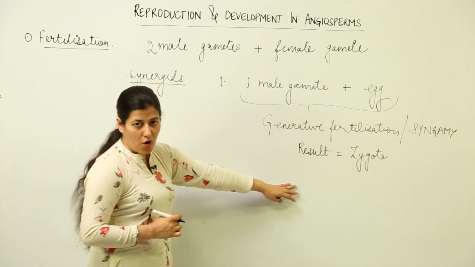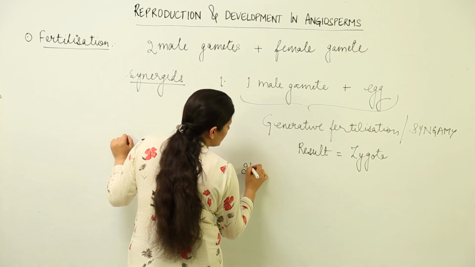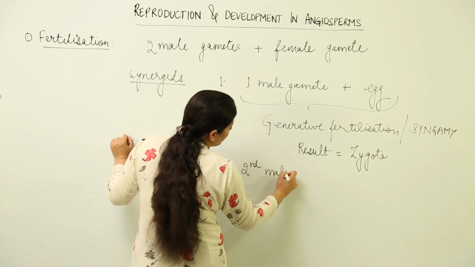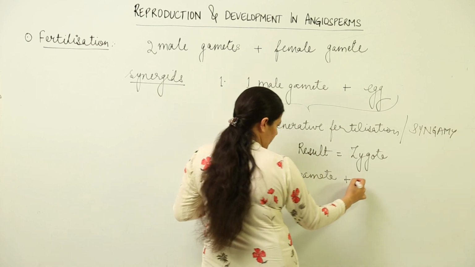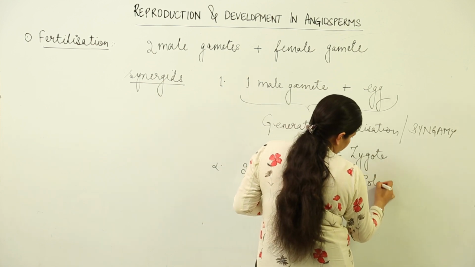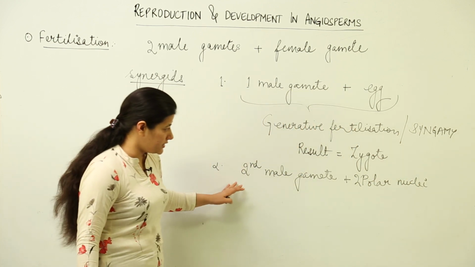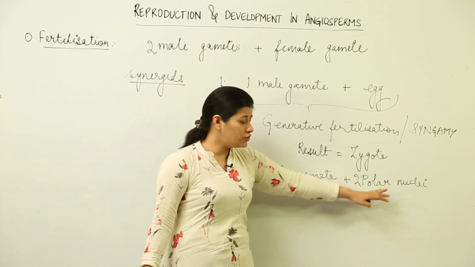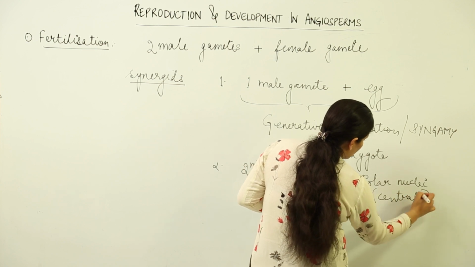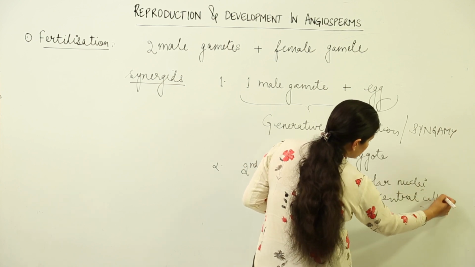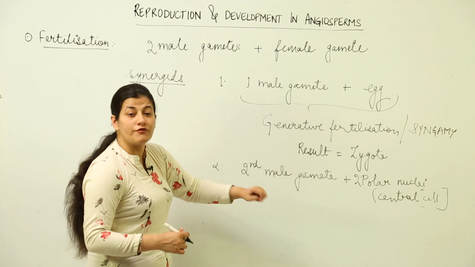When the zygote is formed, the second male gamete goes to the polar nuclei within the central cell. Okay, two polar nuclei we had. Remember, it was a 7-celled 8-nucleate stage where the central cell had two polar nuclei. This is within the central cell. So this process is responsible for development of endosperm.